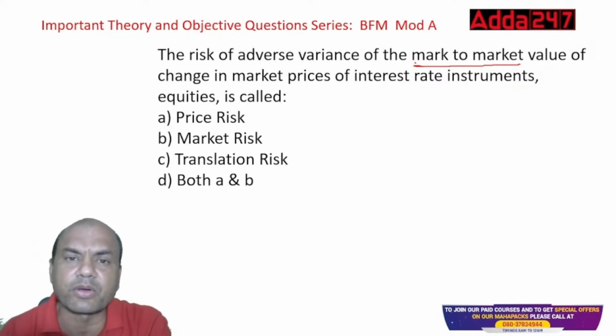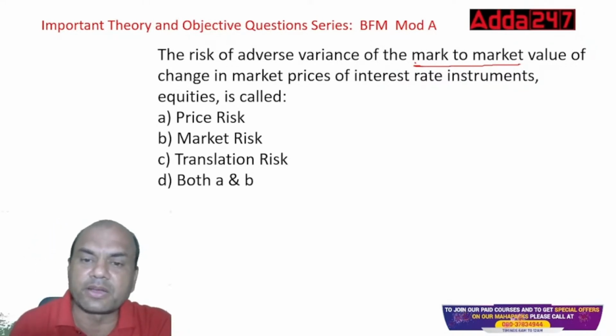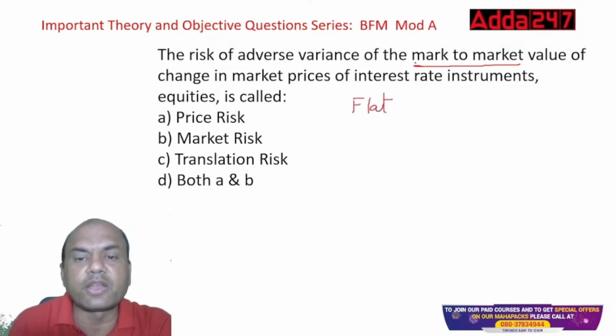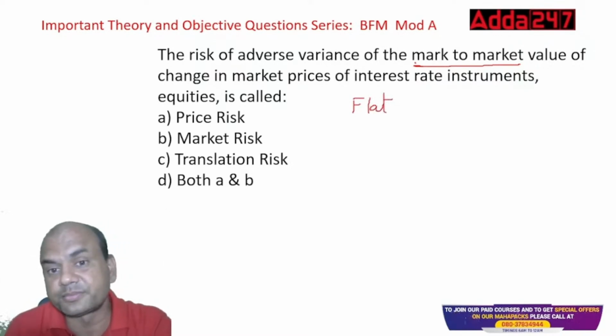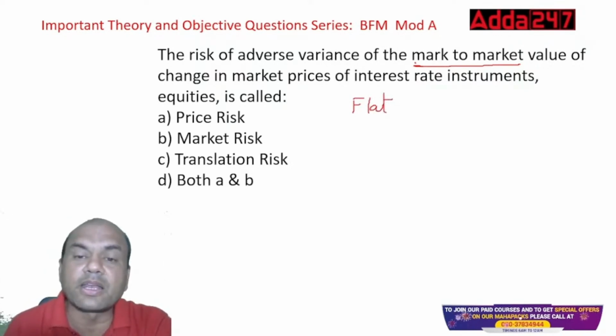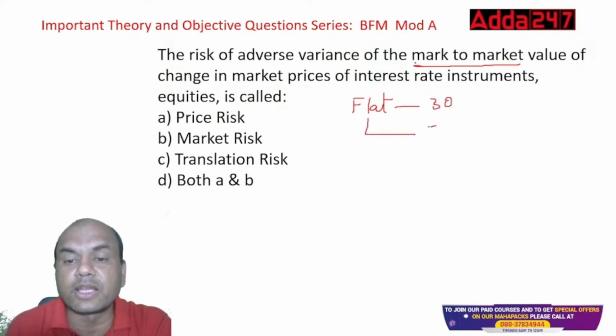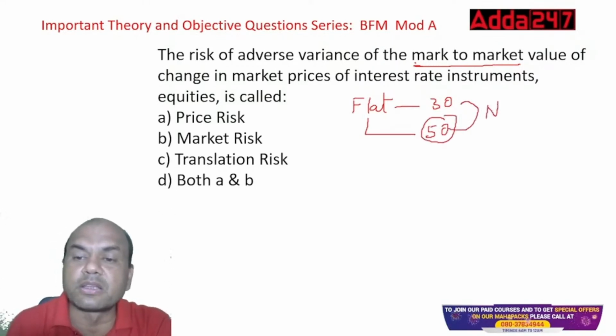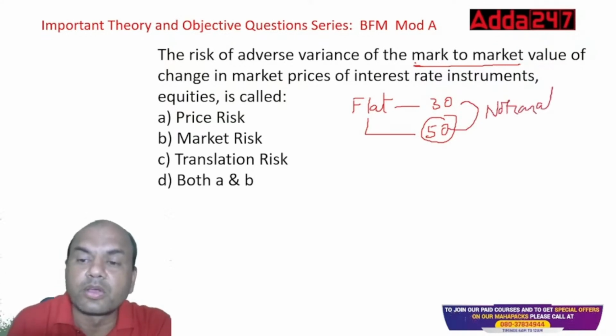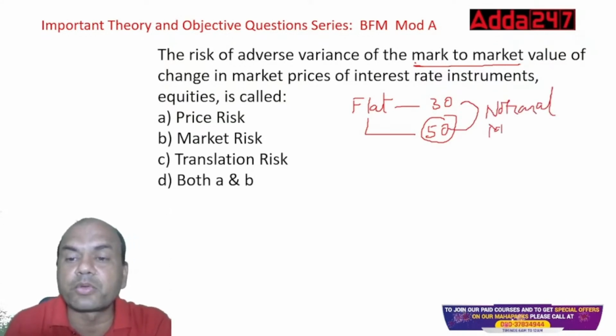Suppose you have purchased a flat to stay in. You won't be selling it now because you are staying in it. But you get the daily rates for it. Certain brokers come to you, saying, sir, the flat you bought at 30 lakhs is now worth around 50 lakhs. This difference is known as notional gain, or mark to market, M to M.